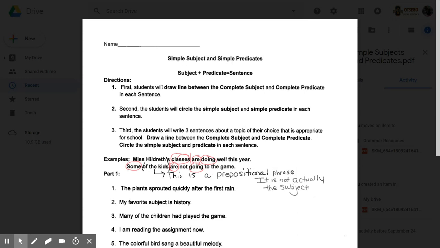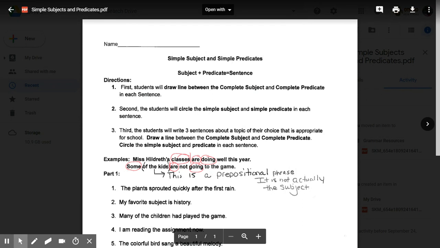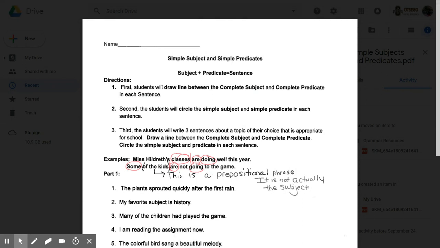It's called a prepositional phrase. So that's why I put it in parentheses and I wrote, this is a prepositional phrase. It is not actually the subject. Okay. Now, I complicated it. So then you're going to go to the predicate and you're going to look for verbs. So I go to my list of linking verbs. Am, is, are. I find the verb are and I circle it.